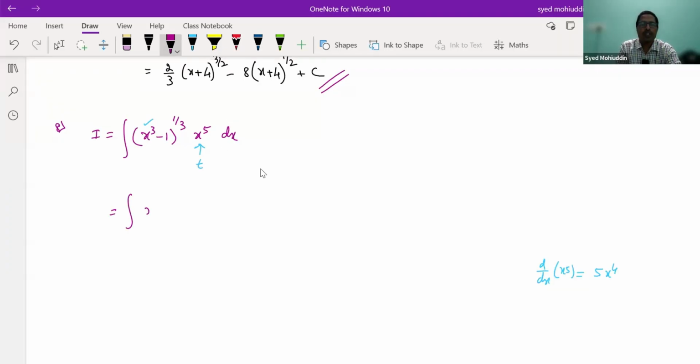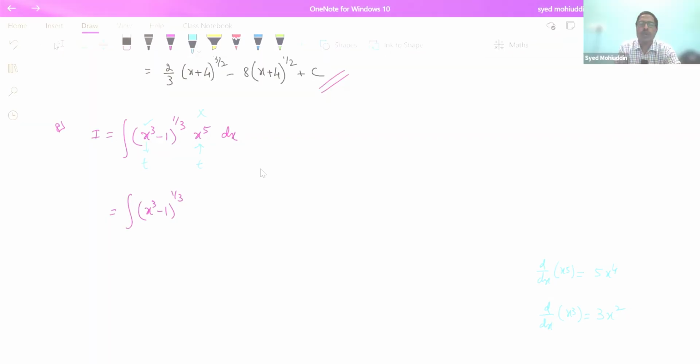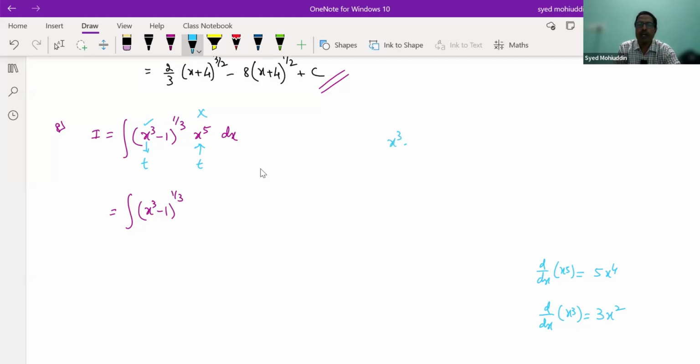Rewrite this one: (x cube minus 1) to the power of 1 by 3. So x power of 5, you cannot take it as t. But can I take x cube as t? If I take this as t, the derivative d by dx of x cube will be 3x square, which means x square should be there here. So x cube should be there and x square should be there. Both should be there, only then you'll be able to integrate this one.